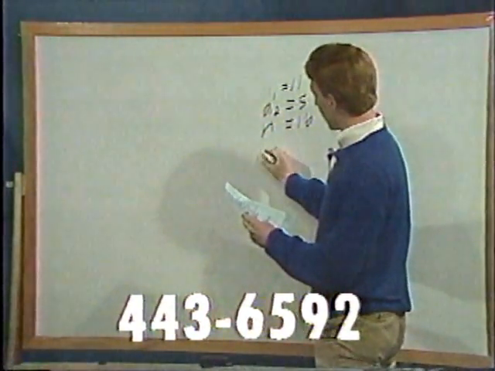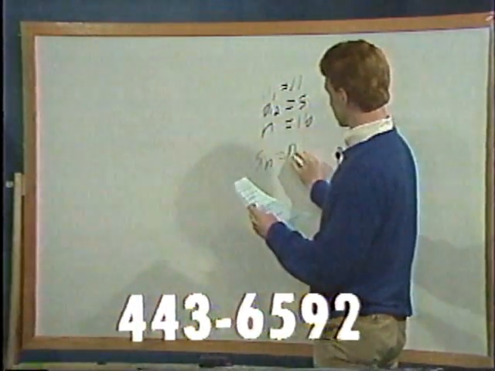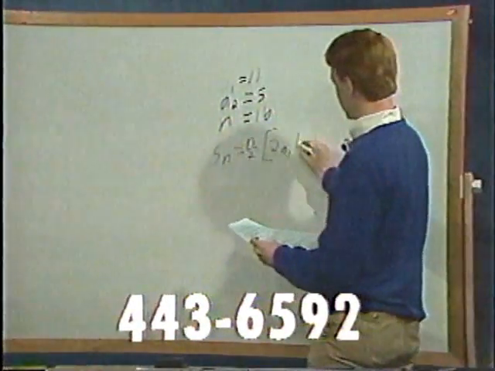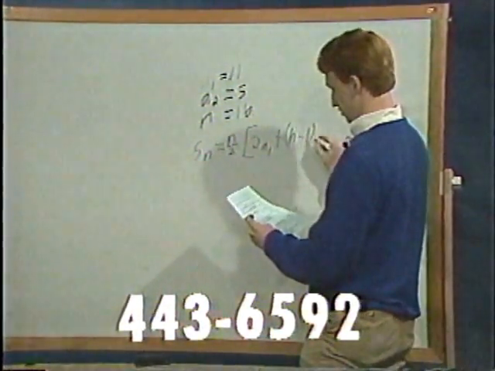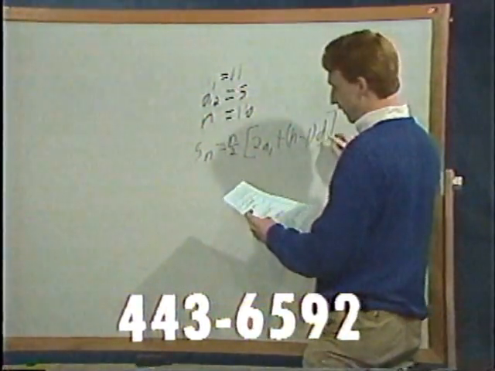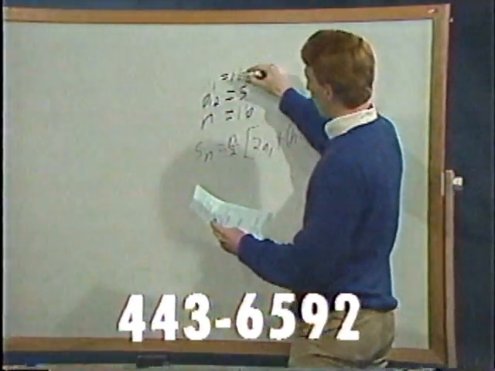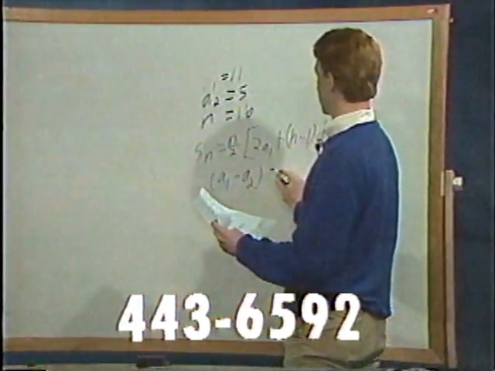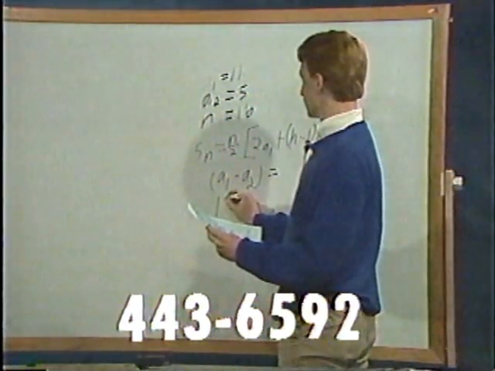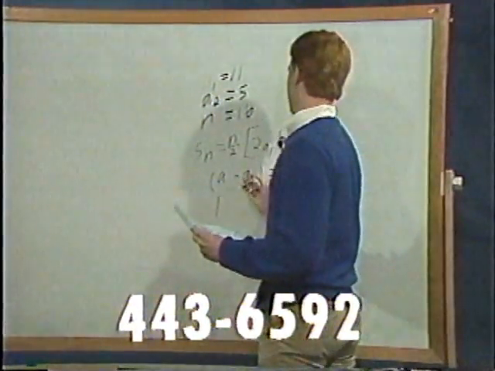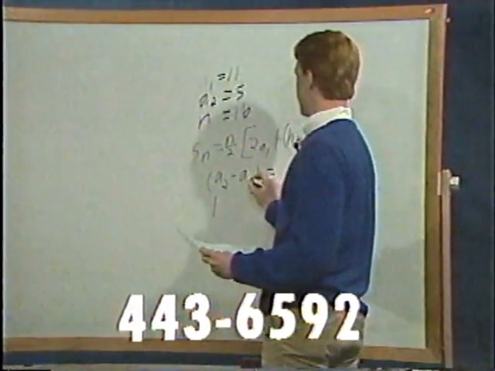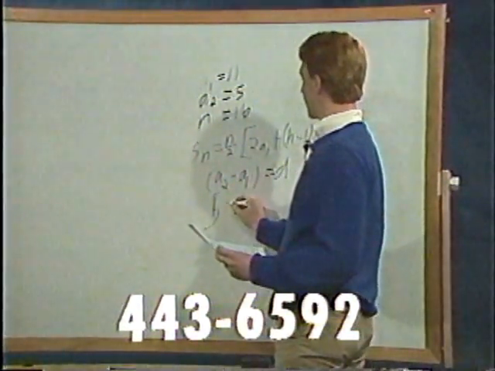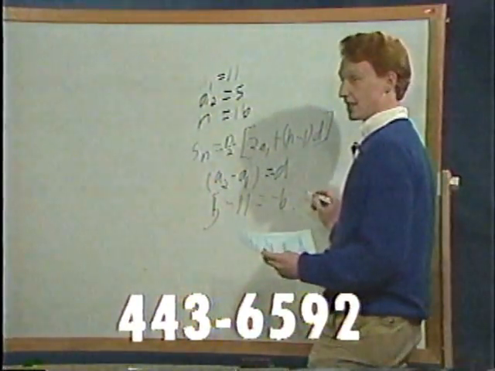The equation is S sub n equals n divided by 2 times the quantity of 2a sub 1 plus n minus 1 times d. First, you have to find the d. That is the difference between a sub 1 and a sub 2. Oh, excuse me, this is a sub 2 minus a sub 1 equals d. a sub 2 is 5, minus 11 equals a negative 6. So d equals a negative 6.